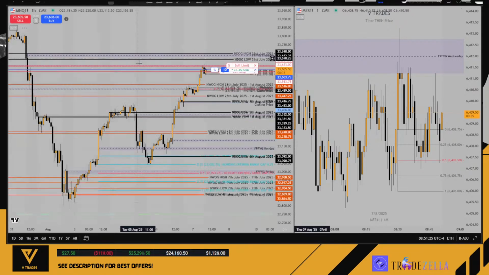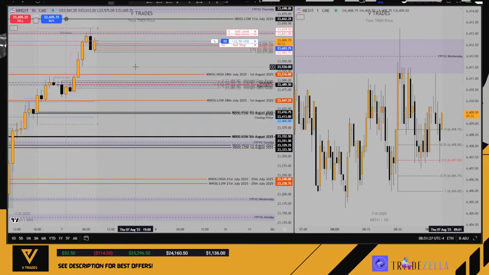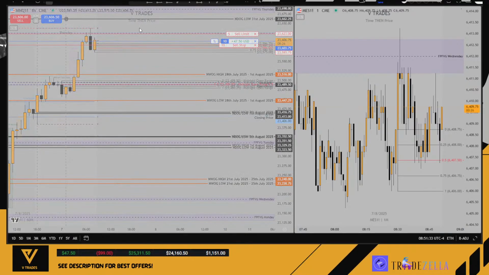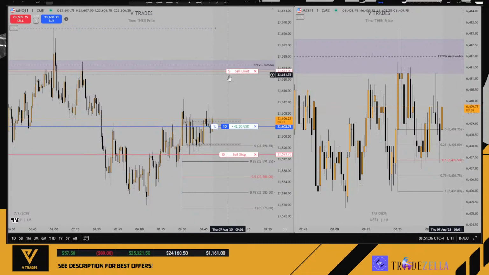Let's look at the hourly candle. We're about to close the hourly candle. Not looking too good.